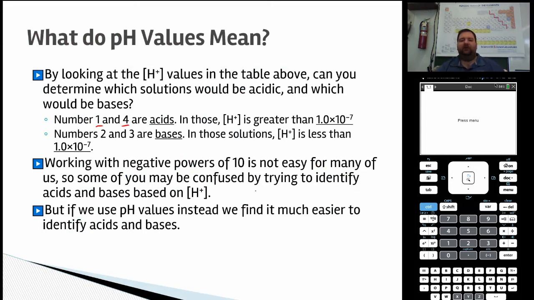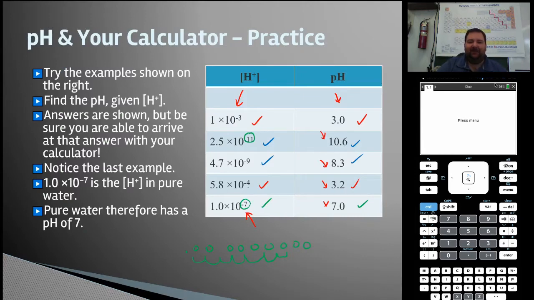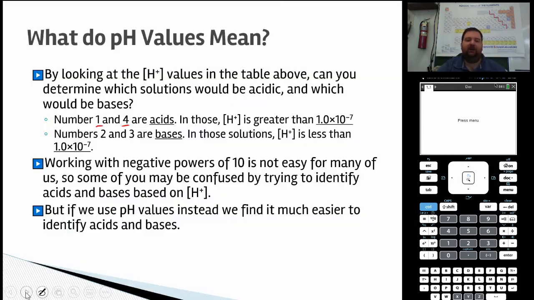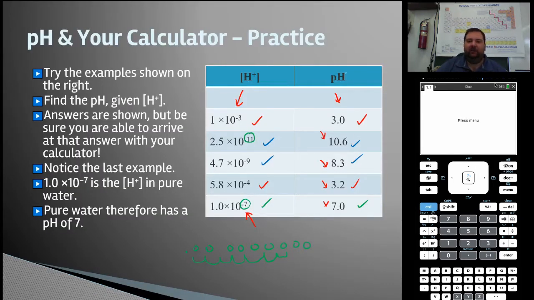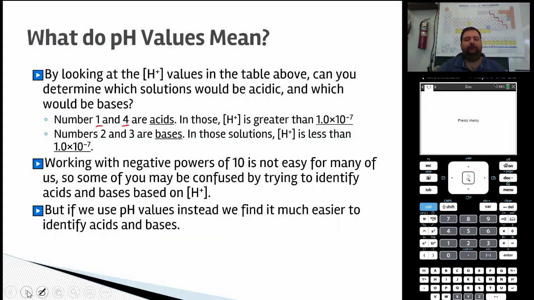When you're working with powers of negative 10, it's not that easy for some of us. So that's why we convert to pH. We just put them in that formula, because looking at these numbers sometimes can be difficult. We find it much easier to look at these numbers on the right-hand side, the pH value of 10.6, and know immediately that it's a base, it's greater than 7, than to look at 2.5 times 10 to the negative 11 and know from that it's a base. It's possible, but that is why we use pH.